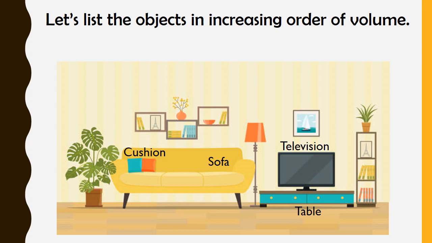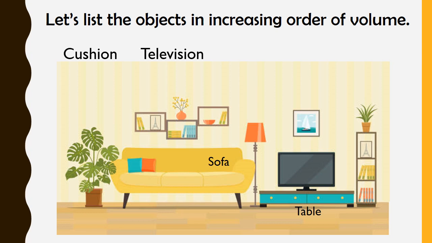So let's start together. Which object has the least volume? Is it the cushion, sofa, television, or table? Look at them. Yes, the cushion is the least. It has the smallest volume because it takes up the least space. What comes next? Sofa, television, or table? Yes, the television comes next. It is bigger than the cushion. It takes up a little bit more space.